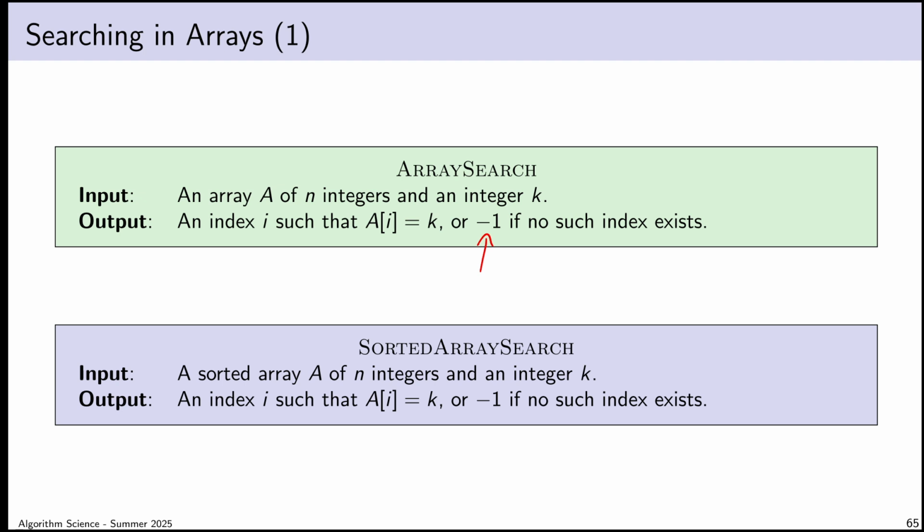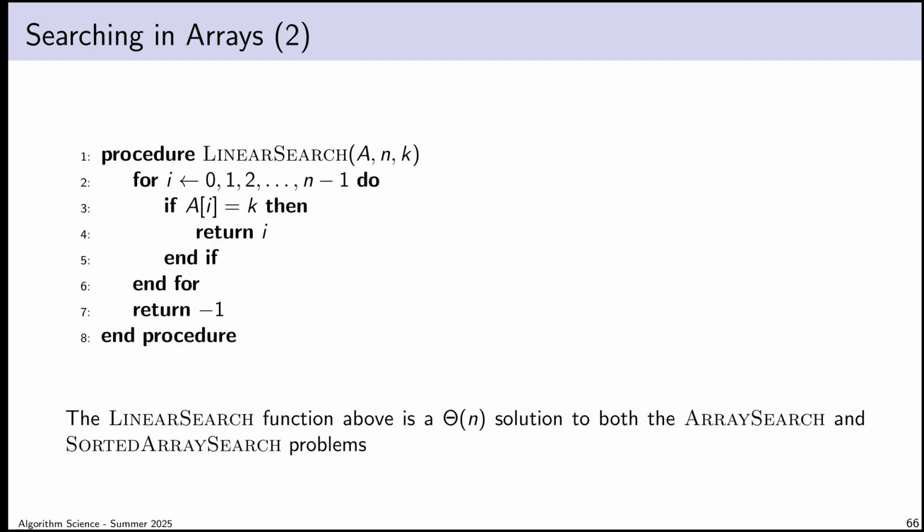Now we already saw in the last lecture an implementation of an algorithm to solve this, and we'll see it again in a minute. The difference with the second version is simply that the array A is sorted at the beginning. You are assured that the array you're given is a sorted array.